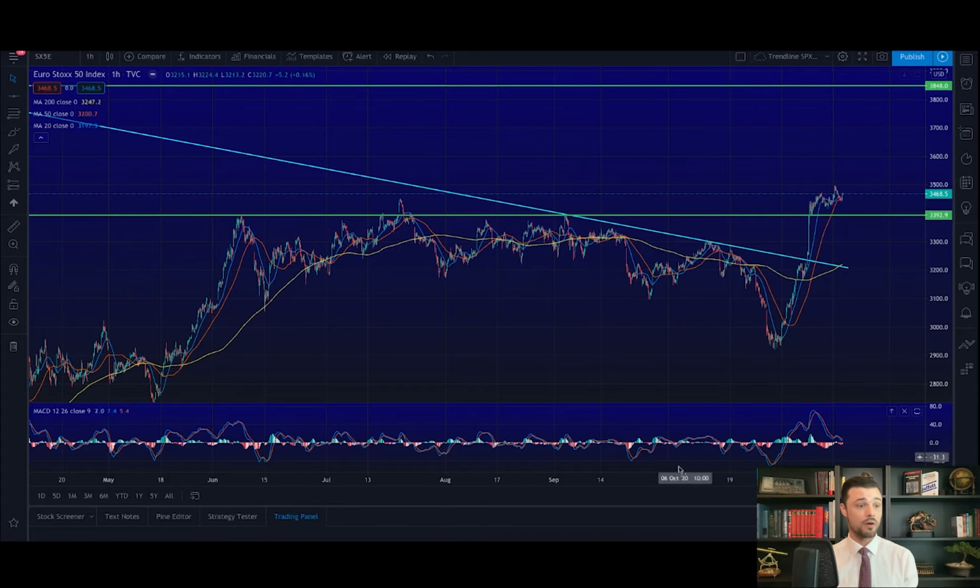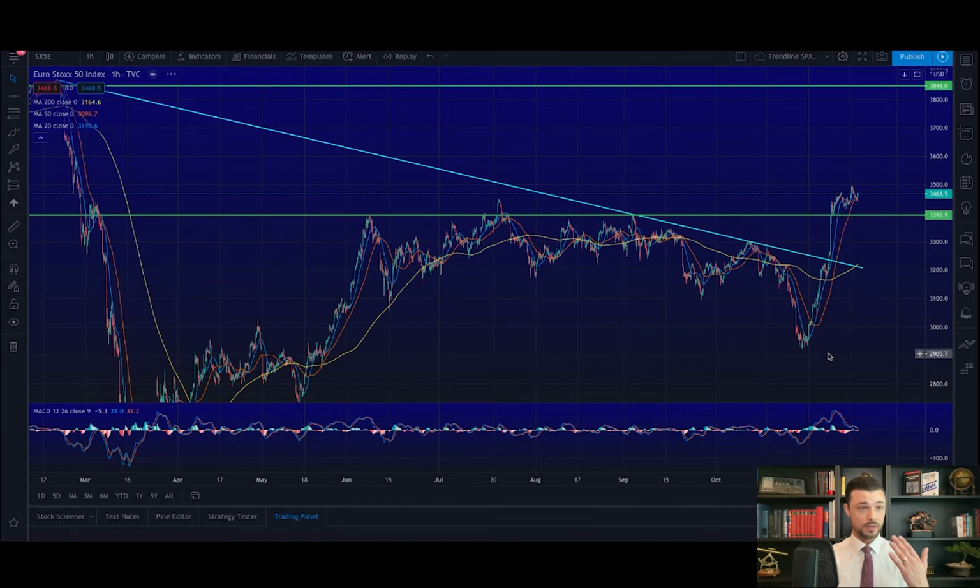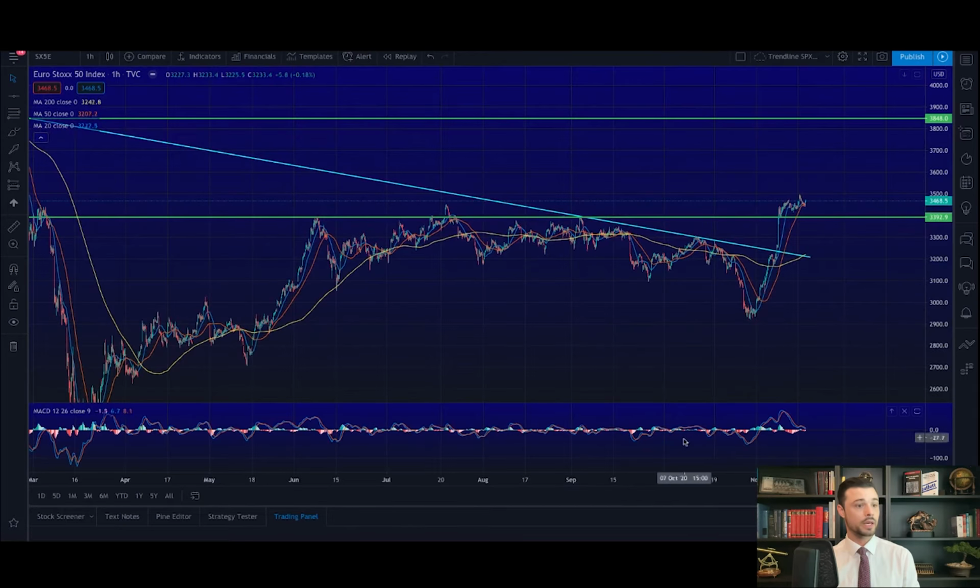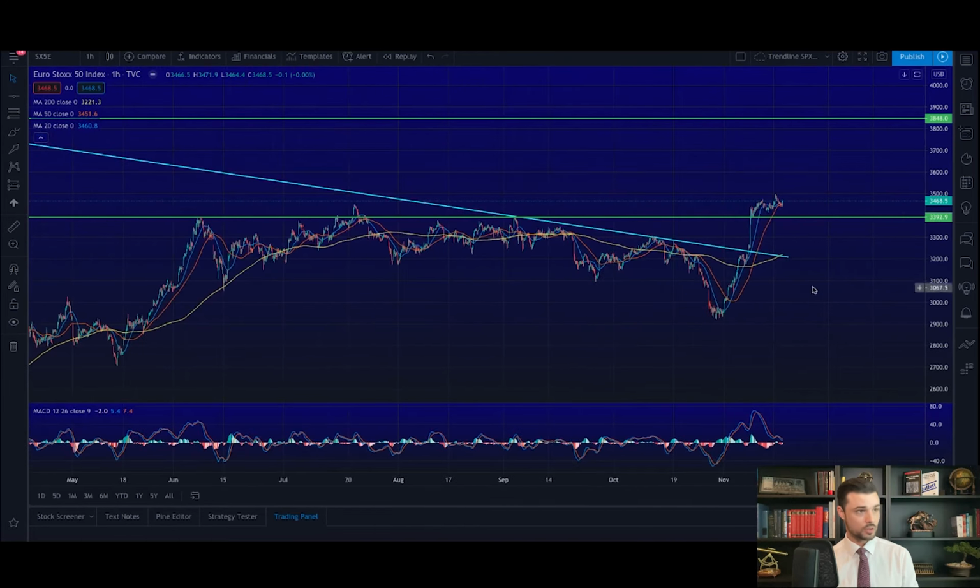And how far it can go, this answer can be given by technical analysis. So once again, I come back to the Euro Stoxx. Here, this is now our strongest support, all right, at 3,400 roughly. So what can we do? Same as on the S&P. We won't buy here. We will wait for the market to come retest this resistance again.